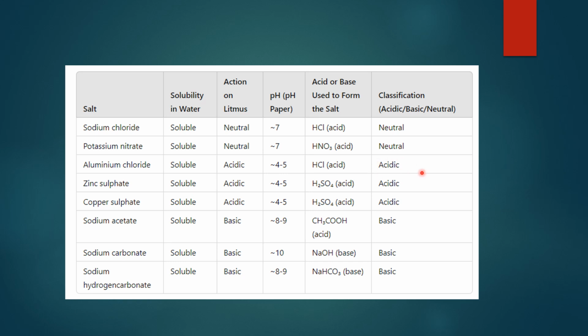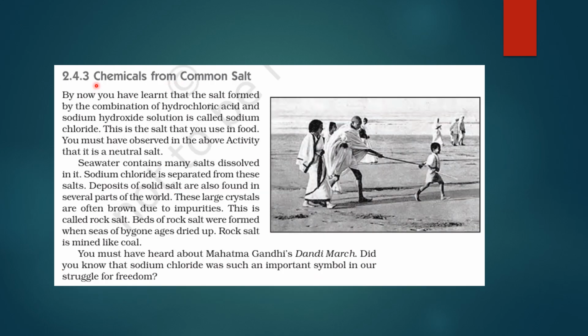ठीक है, now let's see this is a weak acid. CH3COOH is a weak acid. तो इस वजह से इसमें बेस स्ट्रॉन्ग है हमारा, सोडियम हाइड्रोक्साइड यूज हुआ होगा इसमें तो इट्स बेसिक इन नेचर. These are the various conclusions. Now let's talk about chemicals from common salt.